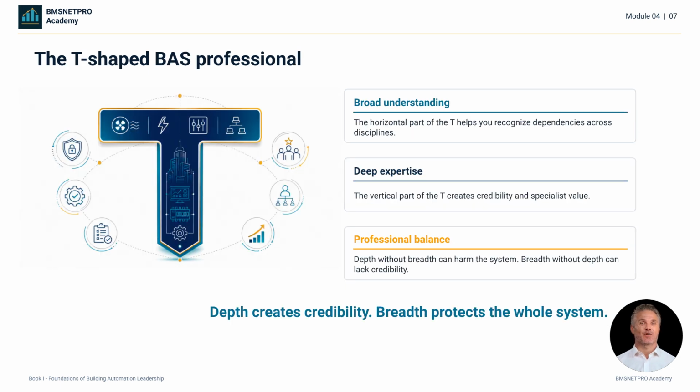The T-shaped professional model is one of the most practical ideas in the chapter. The horizontal part of the T represents broad cross-disciplinary understanding. The vertical part represents deep specialist expertise. Depth creates credibility, but breadth protects the whole system. A specialist with no broader awareness may optimize one component while harming the building. A generalist with no depth may understand the conversation but lack technical credibility. The goal is balance.